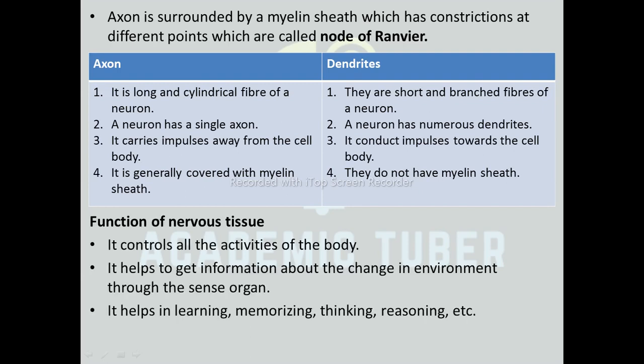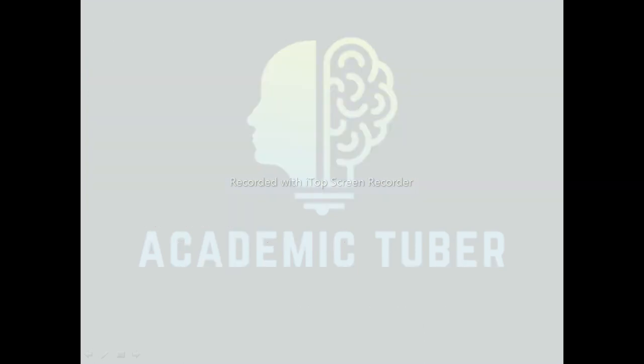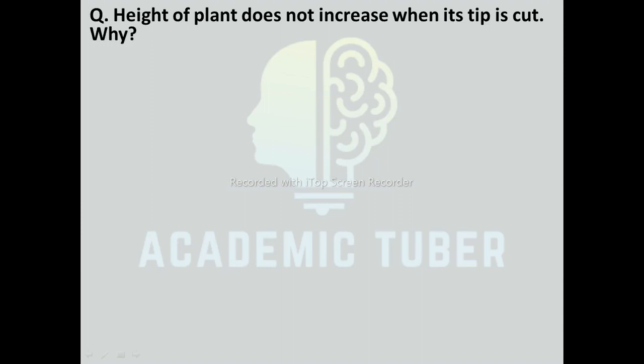Function of nervous tissue. It controls all activities of the body. It helps to get information about changes in the environment through the sense organs. It helps in learning, memorizing, thinking, reasoning, etc. Now we are going to discuss some of the reasoning questions from this heading.